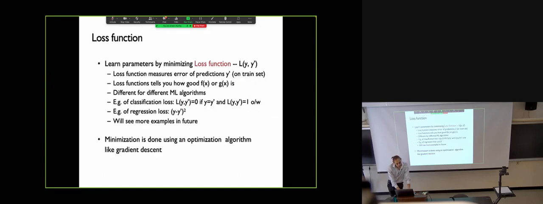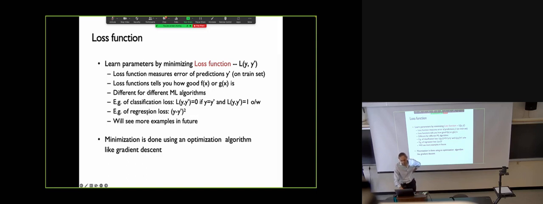So we define the loss function, which we'll call, for example, L, between the y's that come from the data set, which are the labels, and the predicted labels, y prime, for example. These are the labels that our machine learning model predicts. The loss function generally tells us how good the function is. Once we have a particular function with a particular set of parameters, it tells us how good or bad that is. And these are all different for different ML methods.